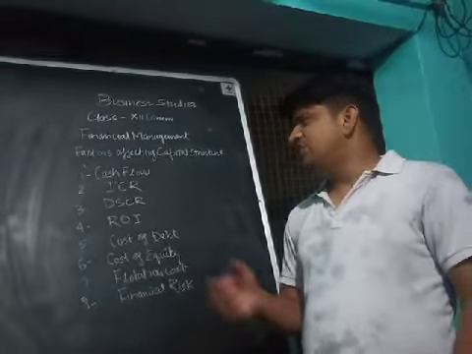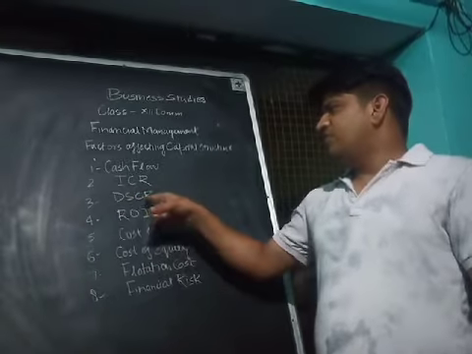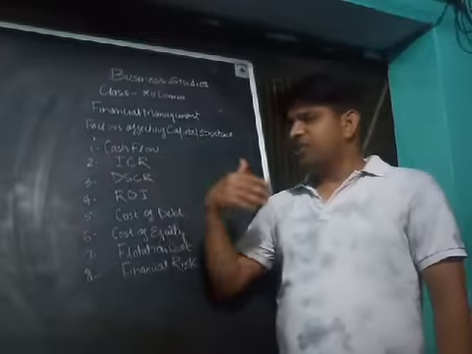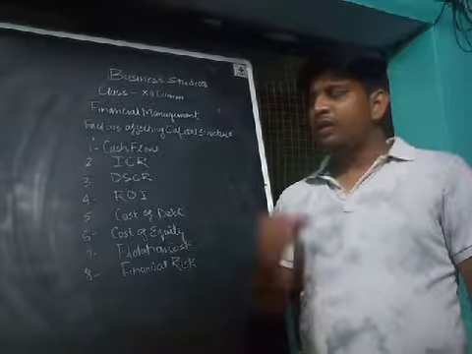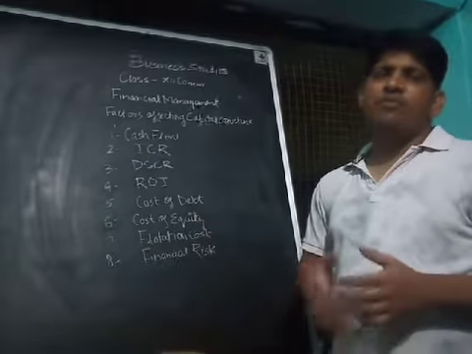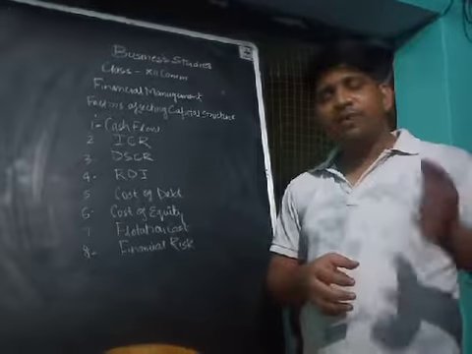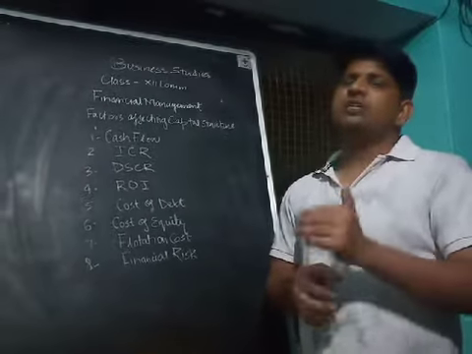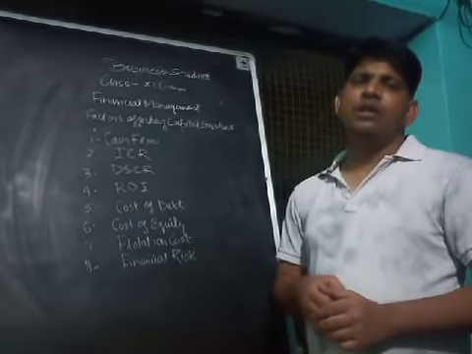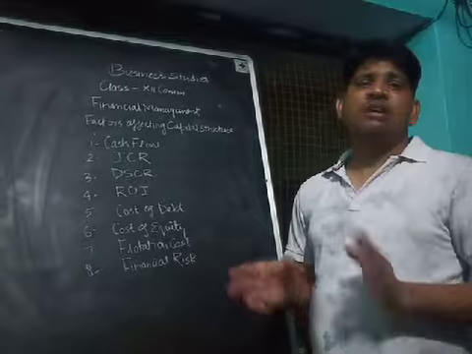The another one is DSCR. DSCR means debt service coverage ratio. It is just an advanced version of ICR, but in DSCR the company also indicates the number of times the company gets profit before paying interest and taxes, and it also includes the principal amount invested by the company. Listen to it carefully, because it is a basic difference between ICR and DSCR.